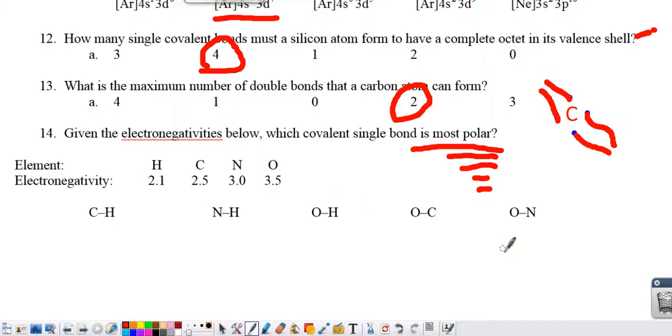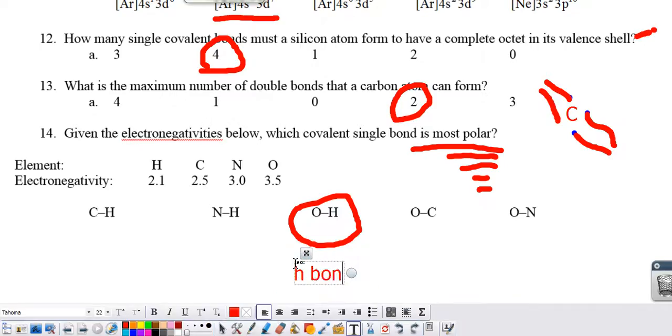Oxygen and nitrogen, that's a difference of 0.3. Oxygen and carbon, that's a difference of 1. Oxygen and hydrogen, that's a difference of 1.4, versus 0.9 and 0.4. So it looks like this one, which isn't terribly surprising. That difference between oxygen and hydrogen is what results in the hydrogen bond.